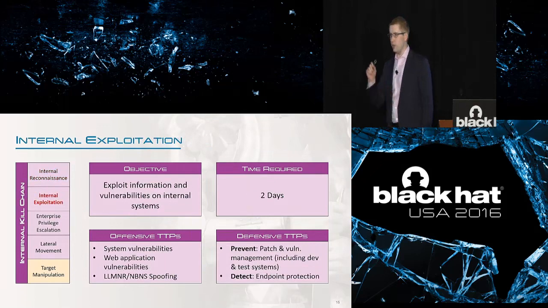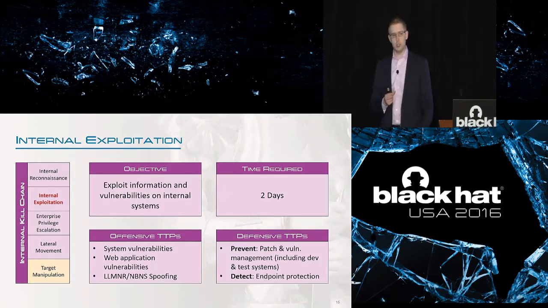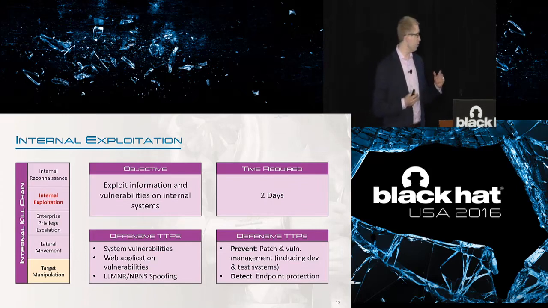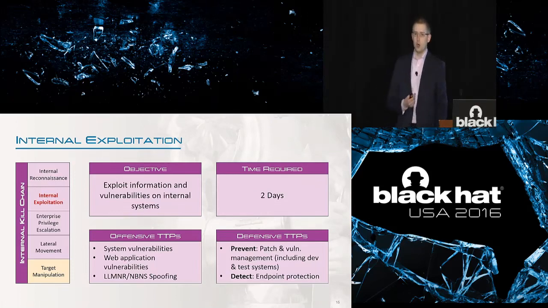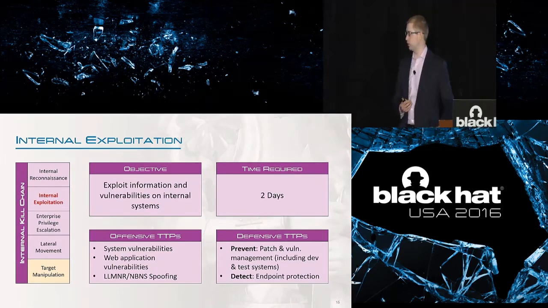We move on then to internal exploitation. We've identified the vulnerabilities and useful information. Now we move to exploiting it in order to gain access to systems. So this may be system-level vulnerabilities, missing patches, but more frequently it's web application vulnerabilities, broadcast protocol spoofing, or even something as simple as poor security hygiene, default credentials, all of these types of things, going from access to this workstation to access to a server.